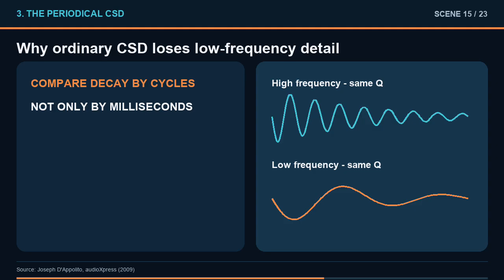Ordinary CSD is based on elapsed time, and this creates a disadvantage at low frequencies. A high-frequency resonance completes many cycles in a short interval, while a low-frequency resonance needs much more time to complete the same number of cycles. Comparing both on a fixed millisecond scale can hide important low-frequency behavior. The periodical CSD addresses this by expressing decay in periods, or cycles, instead of using one fixed time scale for the entire frequency range.